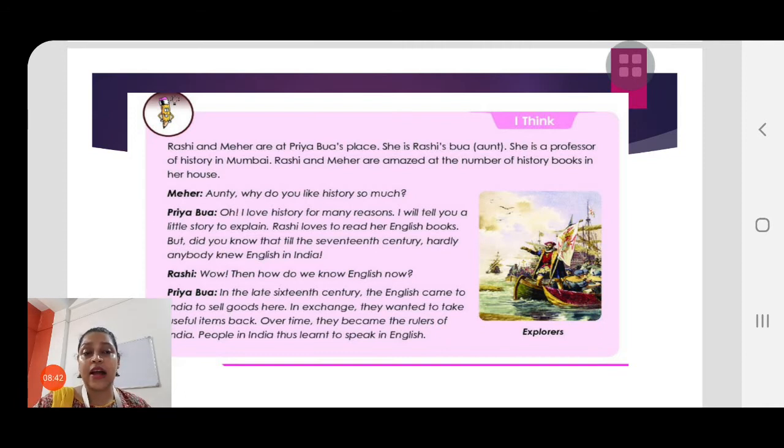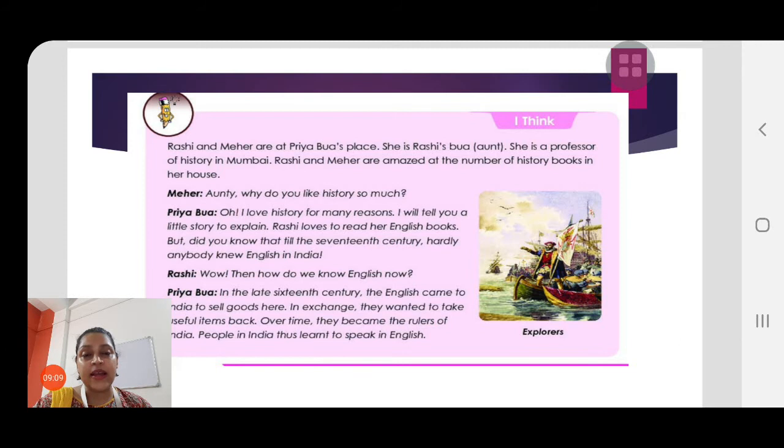Rashi: "Wow, then how do we know English now?" Priya Bua: "In the late 16th century, before the beginning of the 17th century, that is towards the end of the 16th century, the English came to India. As I told you, the East India Company came to India to sell goods here in exchange. They wanted to take useful items back. Over time, they became the rulers of India. People in India thus learned to speak in English."